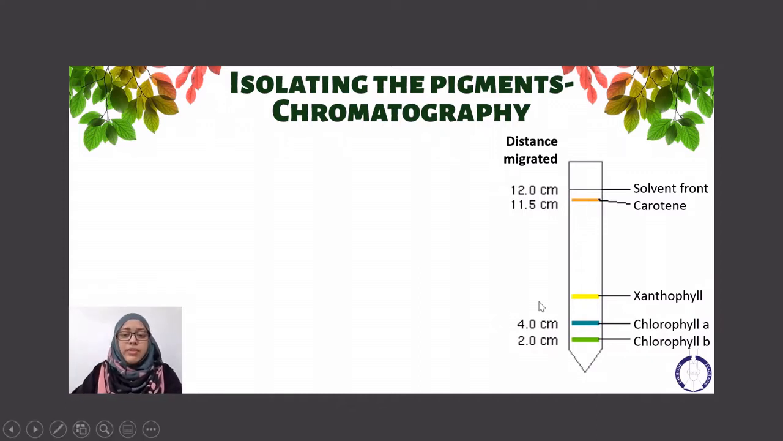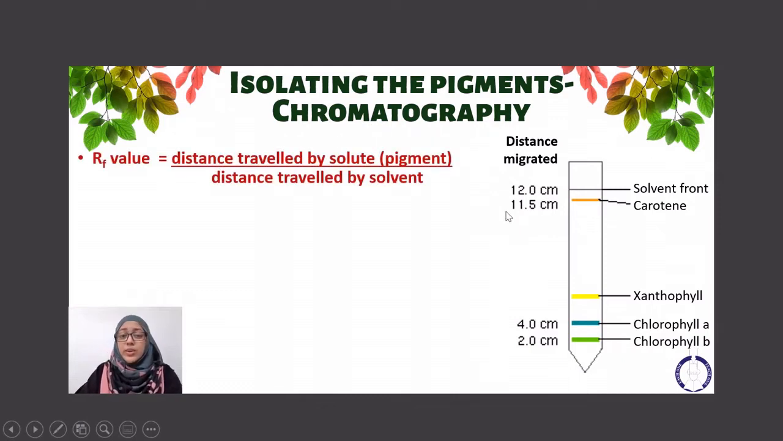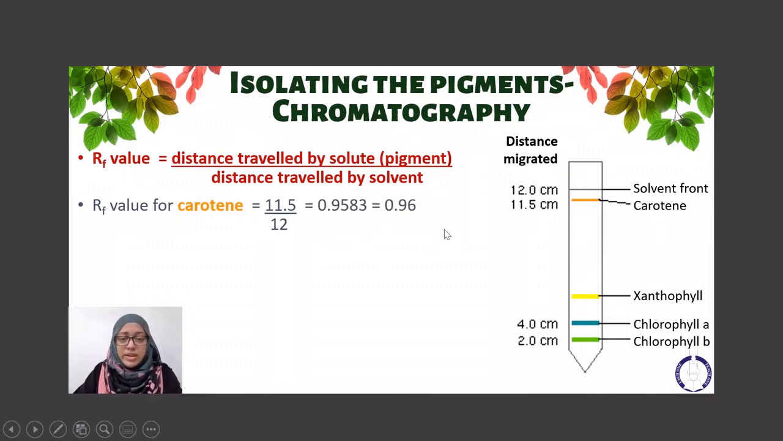Okay, so if you want to find out the RF value, let's see how we are going to do it. You would remember RF value is basically a ratio of how far the pigment has moved compared to the solvent itself. So you use this formula to get the RF values. For example, if you want to find the RF value for carotene, carotene has moved 11.5 centimeters from the baseline. So you take 11.5 divided by 12, because that's how far the solvent has moved. The answer you would get is 0.958 something. And because RF values are given to 2 decimal places, you round it off and get 0.96.